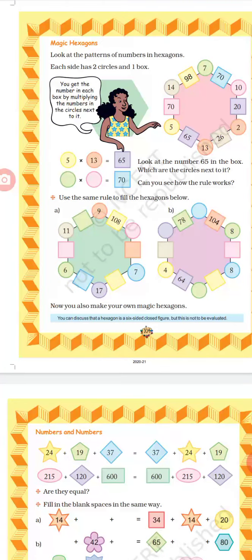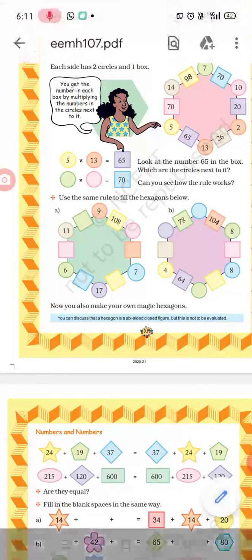After that 84 will come, because we are going to multiply 12 and 7 and we will get 84. After that the yellow box is empty, so 17 sevens are 119, so we are going to write 119 in the yellow box. Then in the blue box we are going to write 102, as 17 sixes are 102.